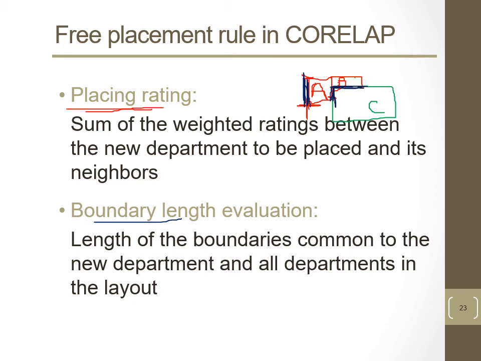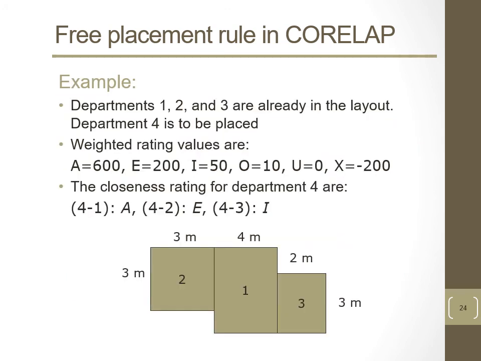So the total length of the boundary that this C shares with the previously placed departments is this side plus this side. Okay, that is the total length of the boundary. So CORELAP uses these two criteria while selecting the most suitable place for a new department. An example will be helpful in understanding.